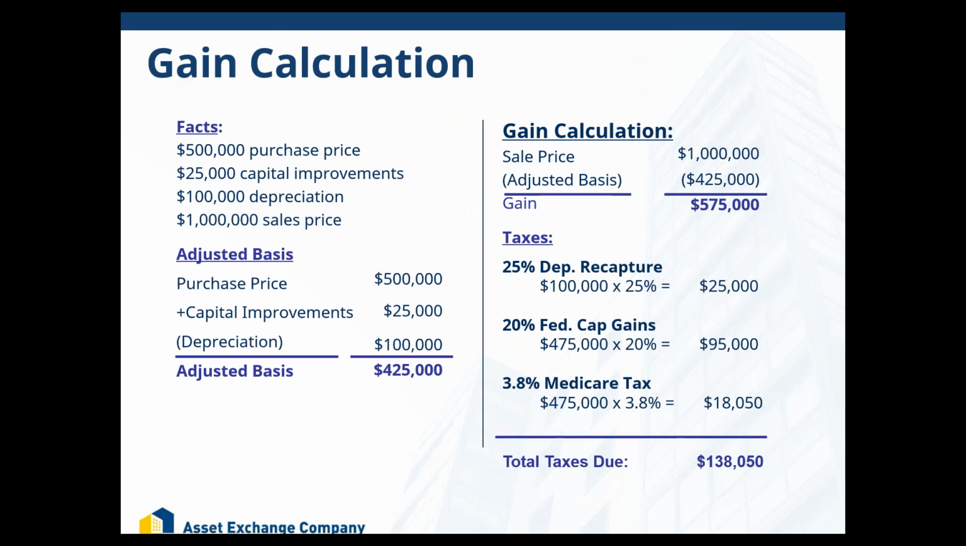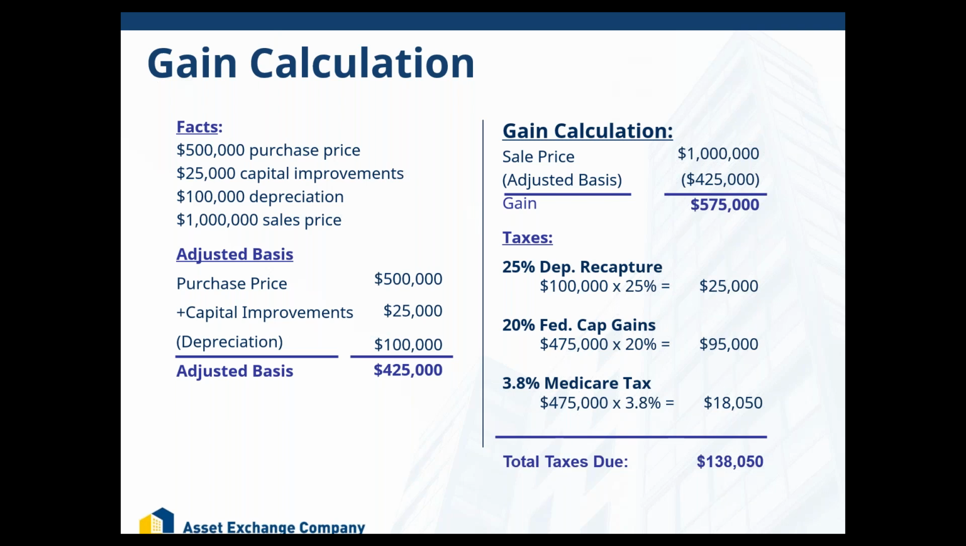$575,000. Now, in that number, how much of that is depreciation? $100,000, right? But we're going to deduct that out. We're going to take that $100,000 out because the depreciation recapture tax, that 25% tax that we talked about, that's actually calculated at a separate line item, all right? So we'll take the $100,000 out of depreciation, multiply it times the 25% depreciation recapture tax, and that'll give us a tax of $25,000.